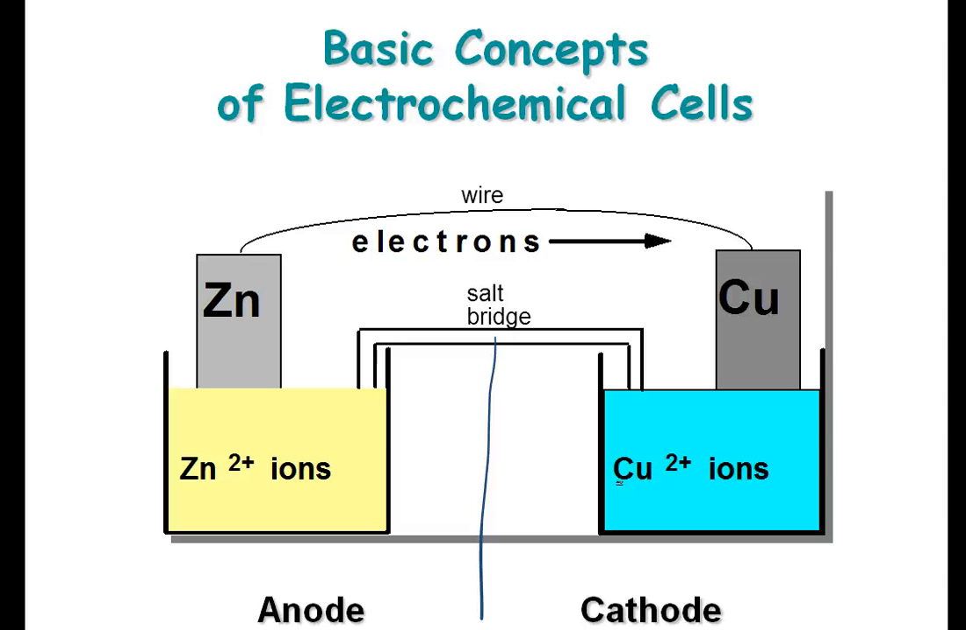So you need to, in your notes, be able to draw this. Think of this as one beaker, so beaker 1. This is beaker 2. In one beaker, you're going to have zinc ions. In the other beaker, you're going to have copper ions. You also need to have these two solutions connected, and this is what we call a U-tube.